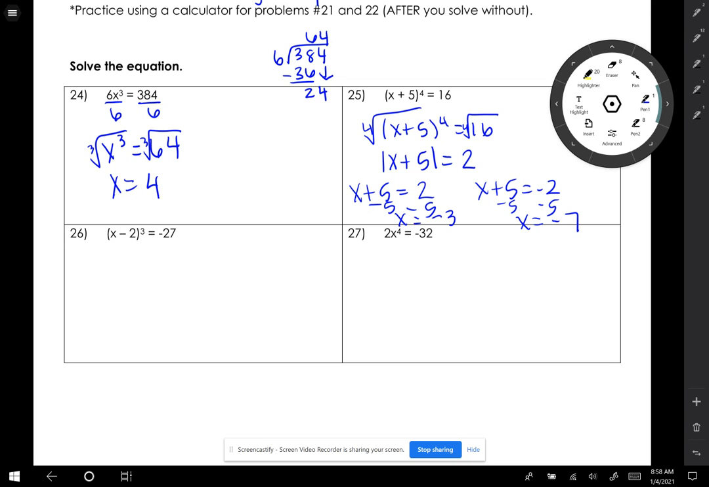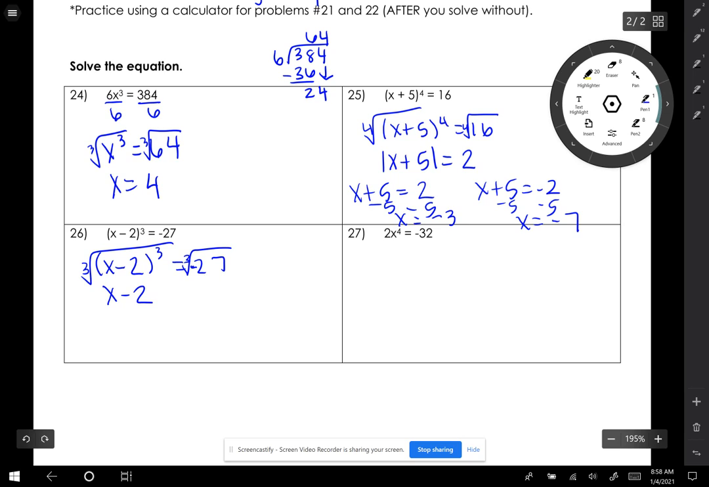For 26, we have x minus 2 cubed equals negative 27. We want to get rid of that cubed first. So I'm going to take the cubed root of both sides. This becomes x minus 2, no absolute value because that was an odd root. And the cube root of negative 27 is negative 3. Then I would add 2 to both sides to get a final answer of x equals negative 1.